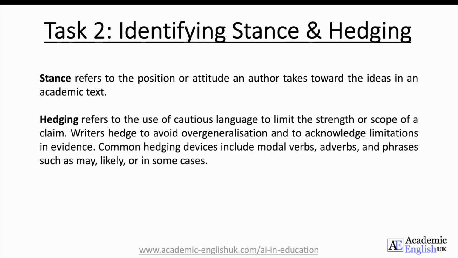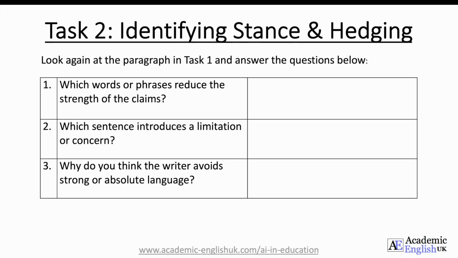Okay, task 2. Look again at the paragraph in task 1 and answer the questions below. 1. Which words or phrases reduce the strength of the claims? 2. Which sentence introduces a limitation or concern? 3. Why do you think the writer avoids strong or absolute language? Pause the slide and do the activity.